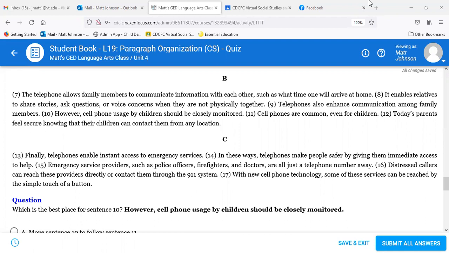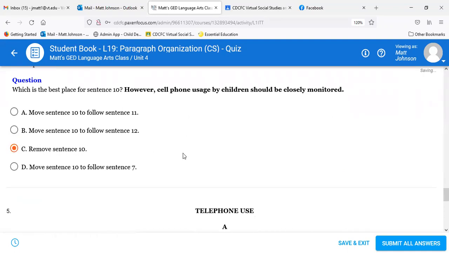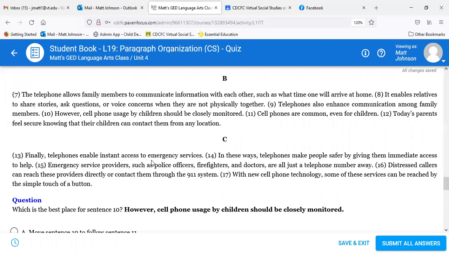It should be after the 12. B. So C, we're just going to chuck this one out. And that was a little tricky because, for one, they use that transition beginning. The one thing you want to make sure of is the sentence that precedes it, right? It says telephones also enhance communication among family members. And then we have a sentence about cell phones.